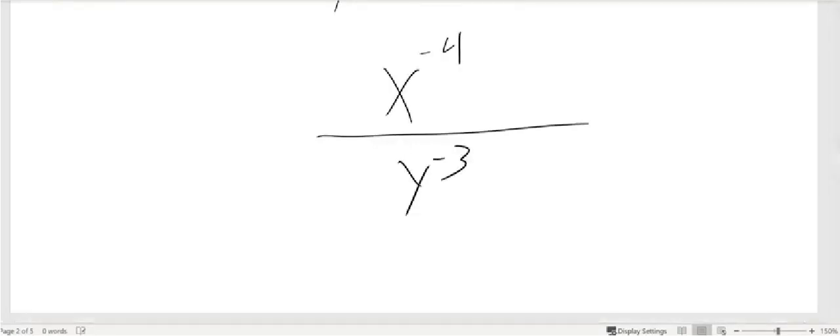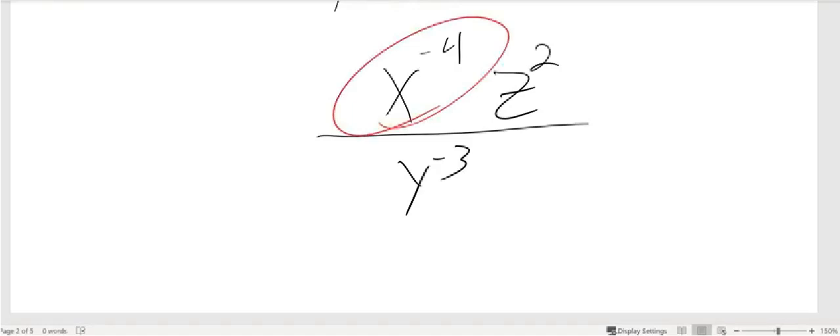That's all you got to do. So just like here, there's x to the negative 4 on top, and there's a y to the negative 3 on bottom. So that is what I'm moving. I'm moving that from the top to the bottom and changing that negative 4 to a positive 4. That's all I got to do.